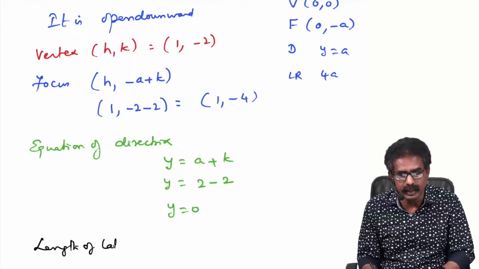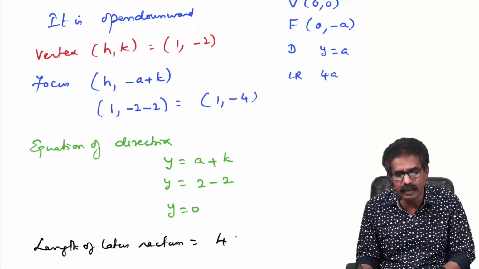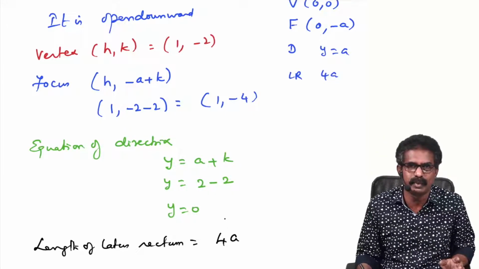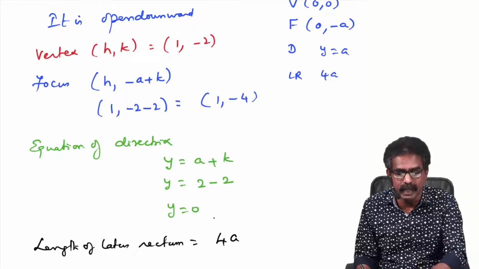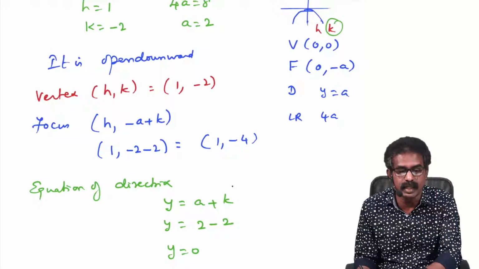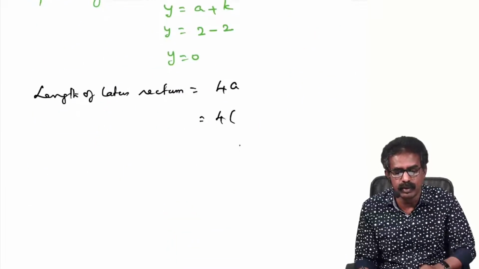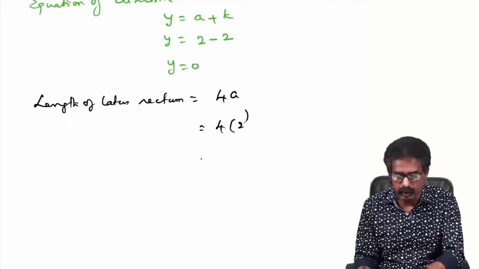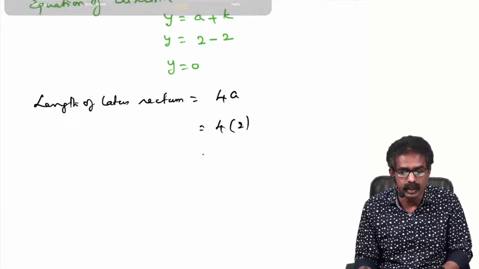Then finally, the length of the latus rectum. Length of latus rectum is always 4a. For all the 4 types, whatever the vertex, the length remains the same. So that is 4 into a. In this case, what is the a value? 2, right? So 4 into 2 equals 8 units.